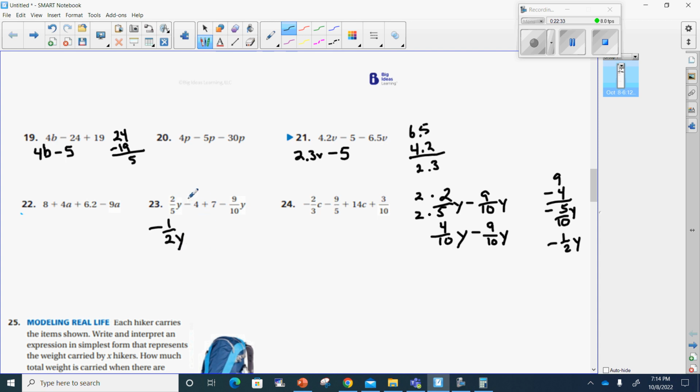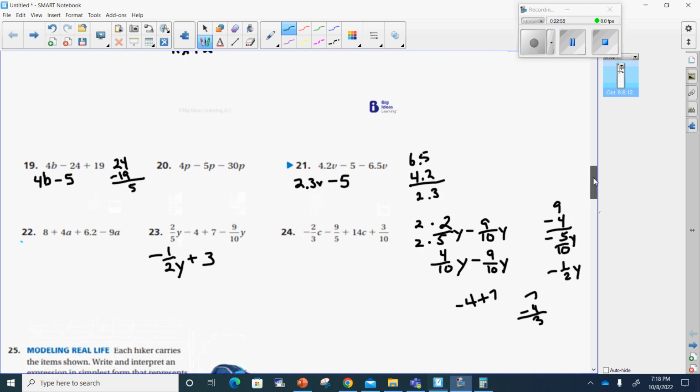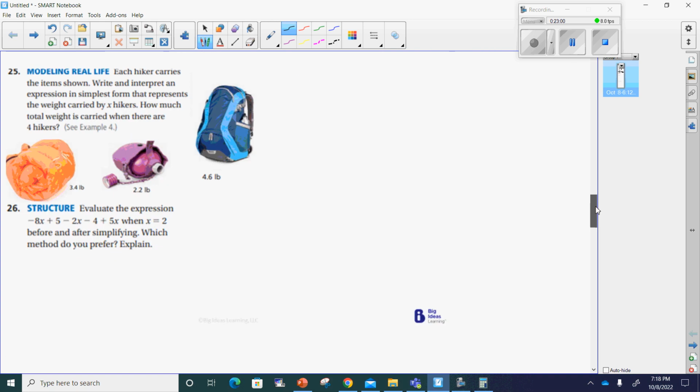Now I got to deal with my constants here. I already took care of these. And negative 4 plus 7. Well, remember we take the big number, that's 7, minus the small number, that's 4. That gives me 3. I keep the sign of the bigger number, that was positive. So my answer is negative 1 over 2y plus 3. All right, let's go to 25.